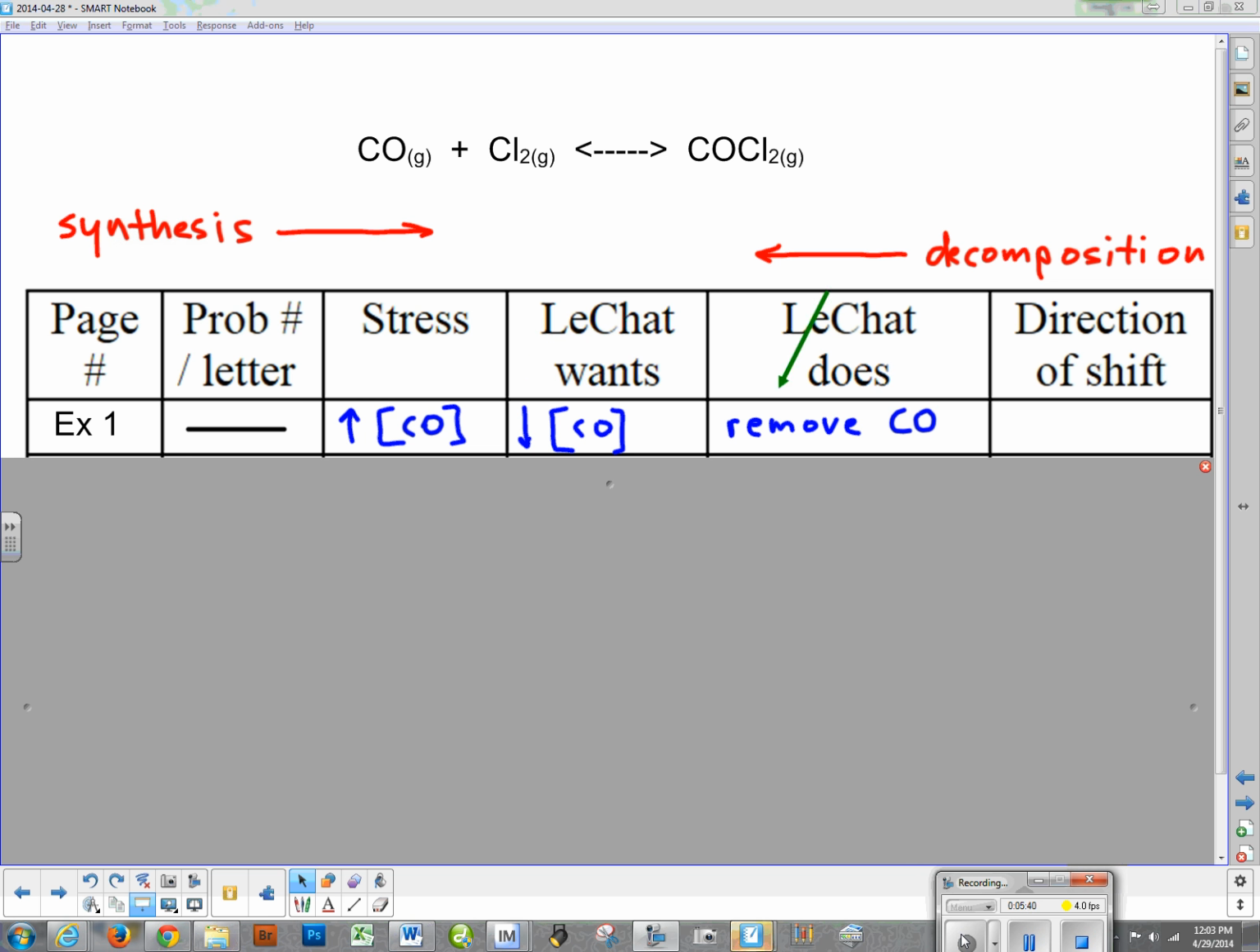How does he do it? He has to remove it. Now, all he can do to remove it is either make it a decomposition reaction, where I'm shifting to the left, or make it more of a synthesis reaction, in which case I'm shifting more to the right. And either way, the stuff is going to change. In this particular case, since I want to remove this stuff, I have to put this together with this to make this.